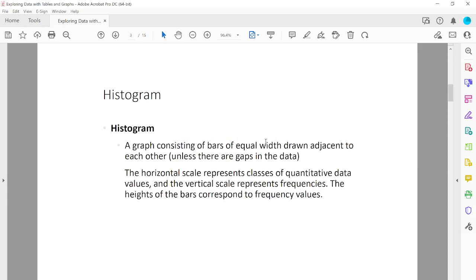So a histogram is a graph consisting of bars of equal width drawn adjacent to each other, unless there are gaps in the data. If there is a gap, then you always see the gap. The horizontal scale represents a class of quantitative data values, and the vertical scale represents the frequency.